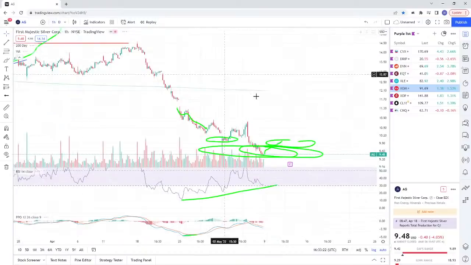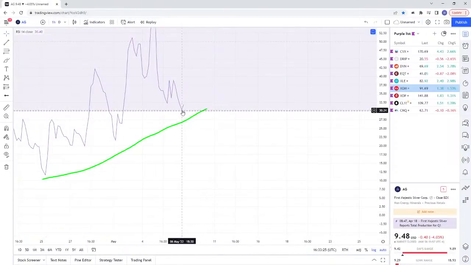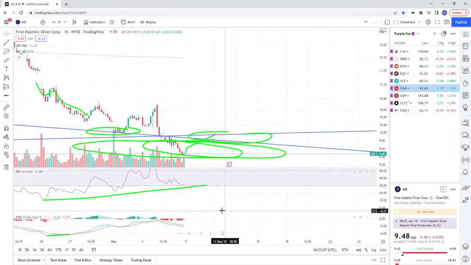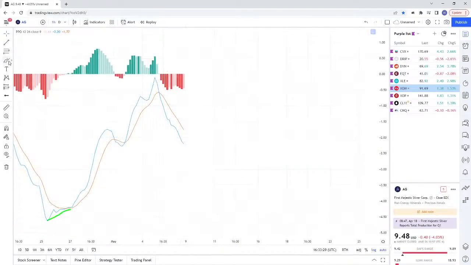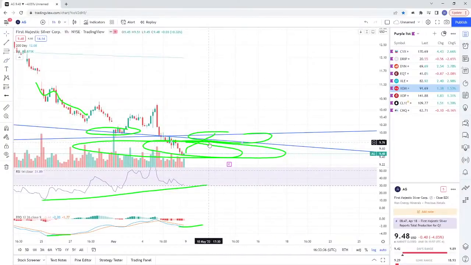But going to the hourly, you can see, look at the RSI. Let me zoom in here. Starting to turn up. All right. Keeping that divergence. PPO still pointed down. You need to see it do this cross and start to turn up. But, well, we'll see. All right. This chart's a mess now. But moving on. That's my analysis on that one.